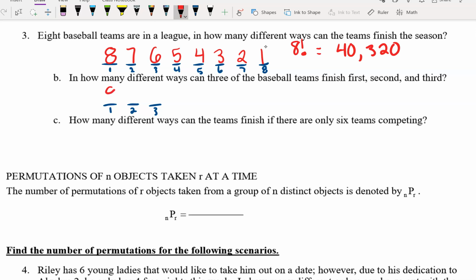So there's still 8 teams in the league. So there's 8 teams that could get first place. There's 7 teams that could get second place. And there's 6 teams that could get third place. Because whoever got first place isn't still in the running for second or third, and so on. So I'm just going to do 8 times 7 times 6. 8 times 7 times 6 is 336.